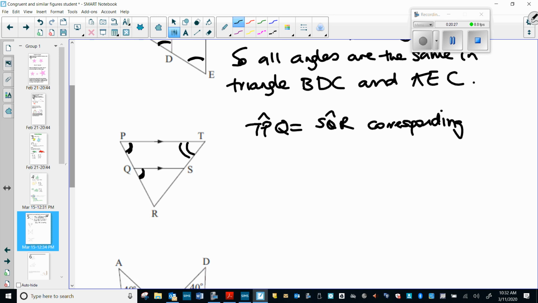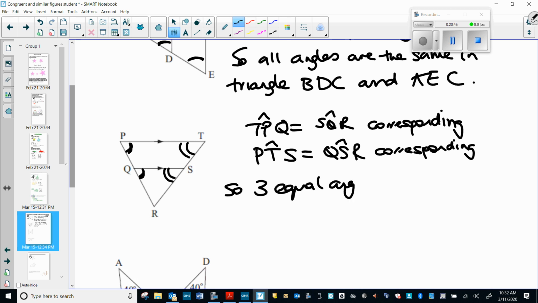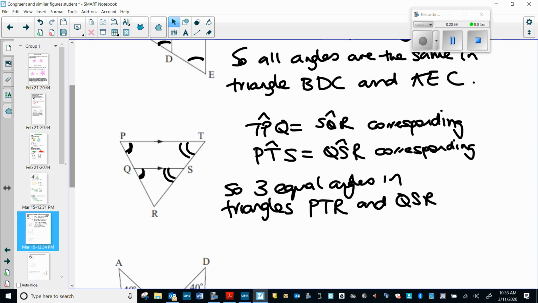And similarly, PTS is equal to QSR, because they're corresponding. So 3 equal angles in triangles PTR and QSR. For the first one, you said TPQ, you're going to say TPR. Yes, totally, I looked at the first letter instead. Again, for PTS, I just looked at the first letter. Why do you still have to make a triangle? For describing the angle, S would be enough because this is the same bit, but in my final statement I did say PTR.